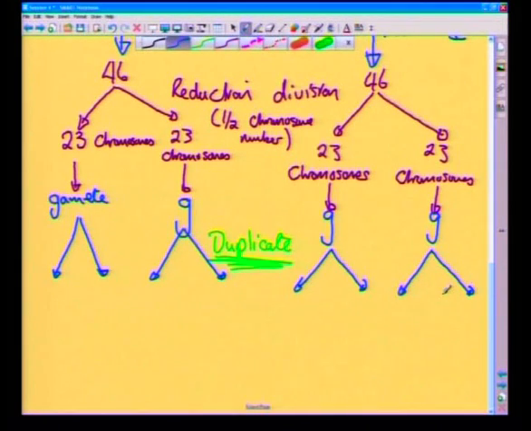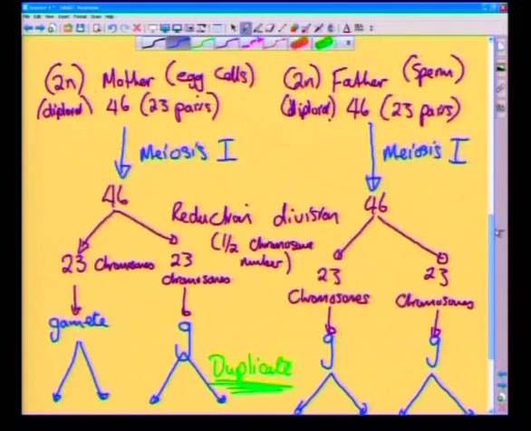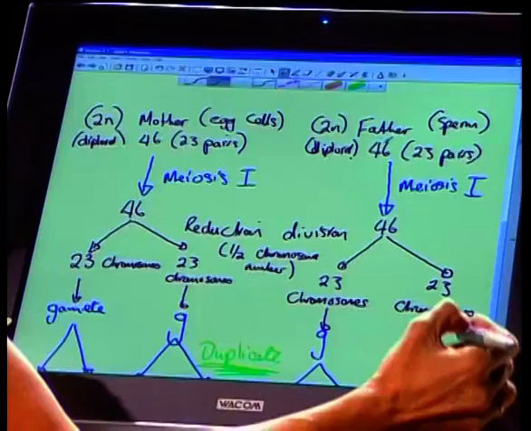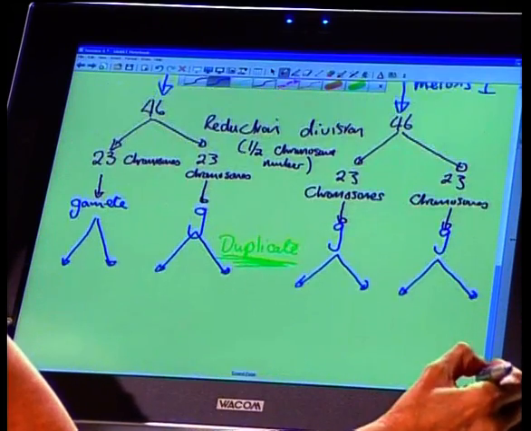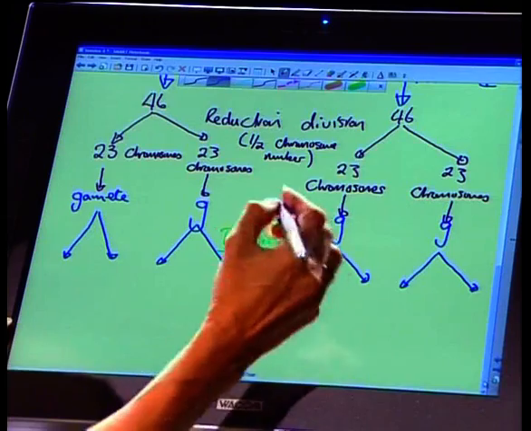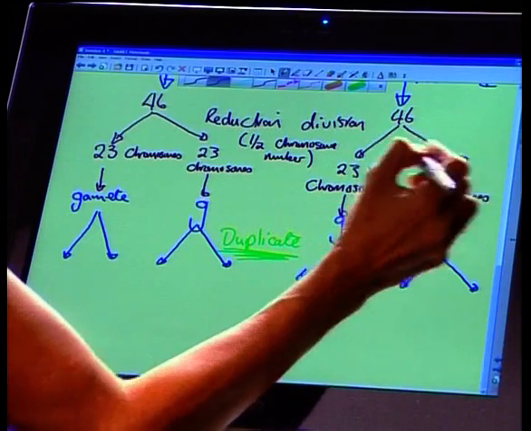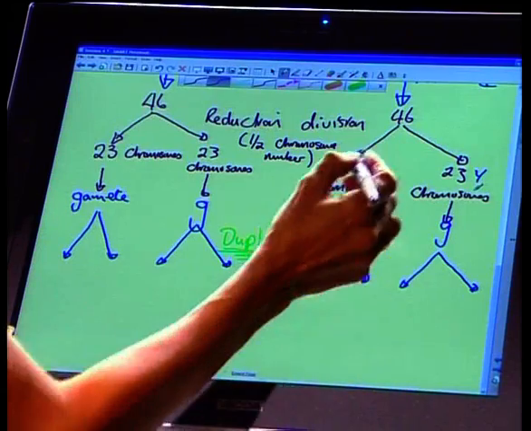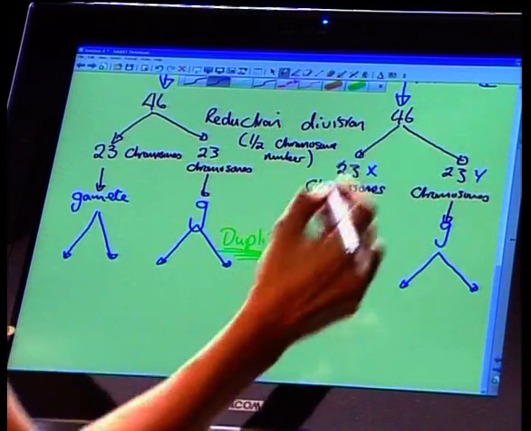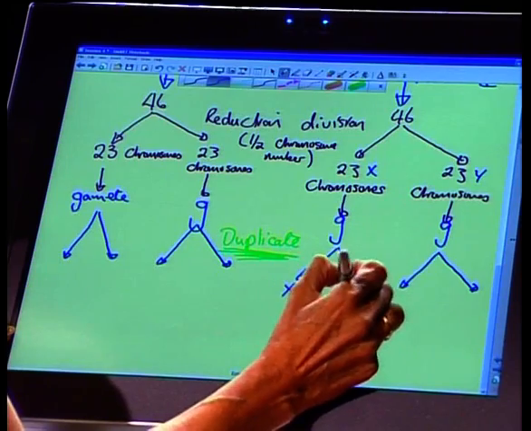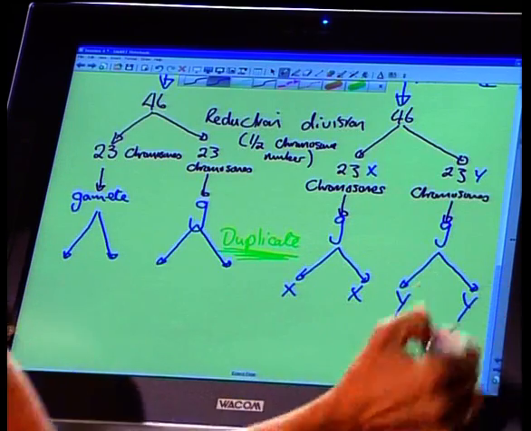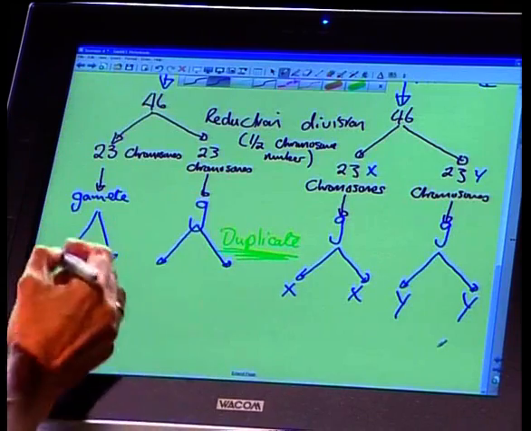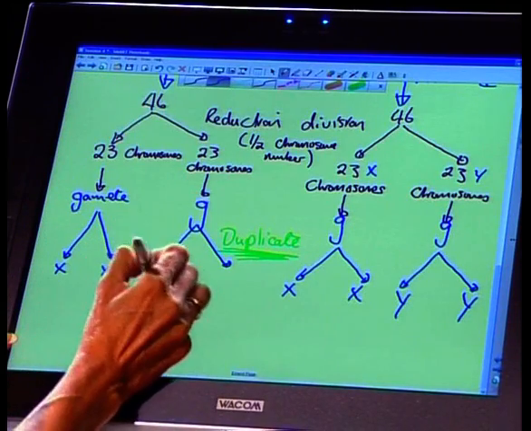So if we go back here, this was the male's going to produce sperm. Even if we just take the sex cells, if these are your X and those are Y, they contain the X chromosome, those contain the Y. This is going to be X duplicated, and that's going to be Y duplicated. In the female, clearly they're all going to be X.